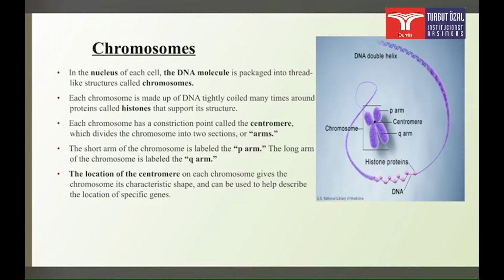Each chromosome has a constriction point called the centromere, which divides the chromosome into 2 sections or arms. The short arm of the chromosome is labeled the P arm, and the long arm of the chromosome is labeled the Q arm. The location of the centromere on each chromosome gives the chromosome its characteristic shape and can be used to help describe the location of specific genes.